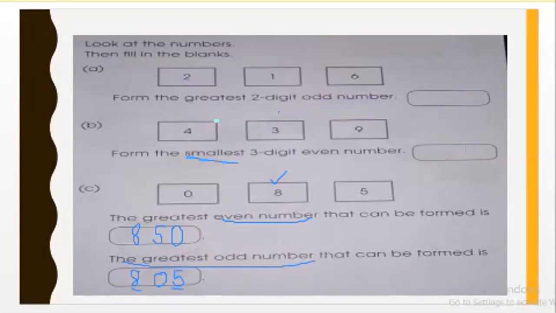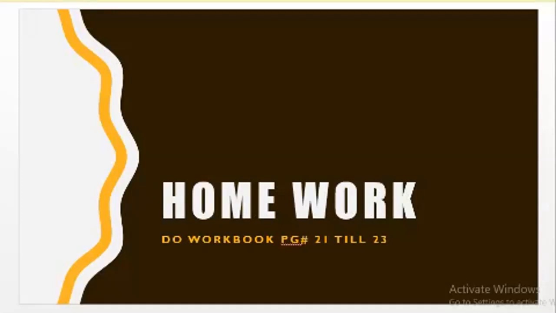Let's have a revision with me while I'm erasing my board. What are the even numbers? The even numbers start from 0, 2, 4, 6, 8. And what are the odd numbers? They start with 1: 1, 3, 5, 7, 9. They all are odd numbers.